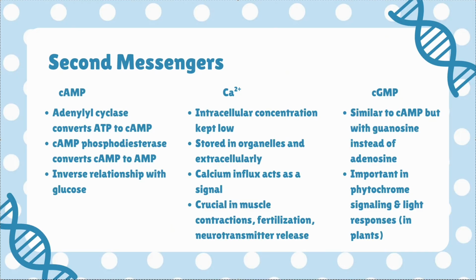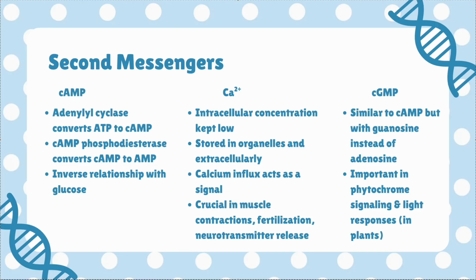And cyclic AMP has an inverse relationship with glucose. So when cyclic AMP goes down, glucose is abundant. But when glucose levels drop, cyclic AMP is increased. Now, this is extremely important in the lactose operon, or lac operon, which we will discuss further in Unit 6, I believe, Campbell Biology chapter 17 or 18.